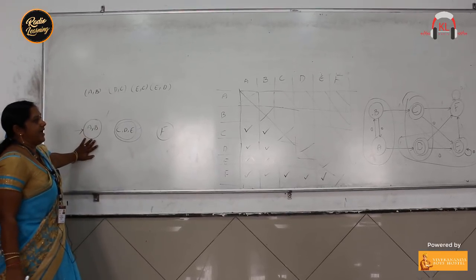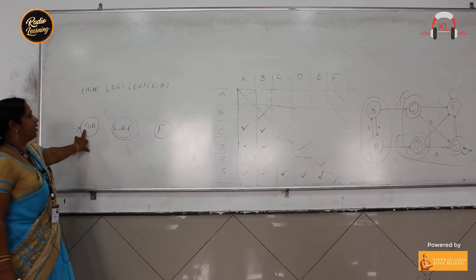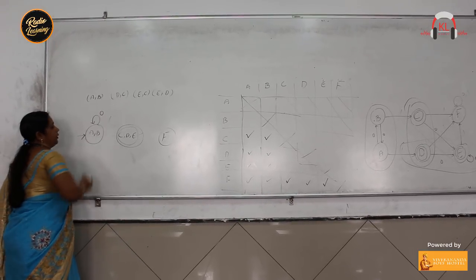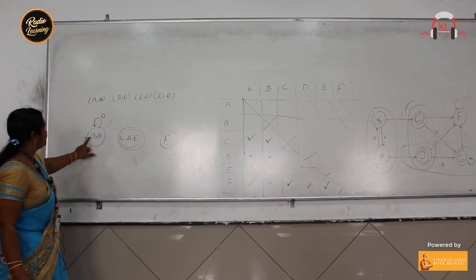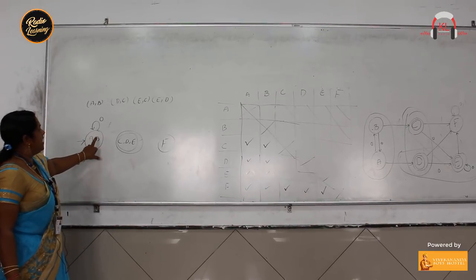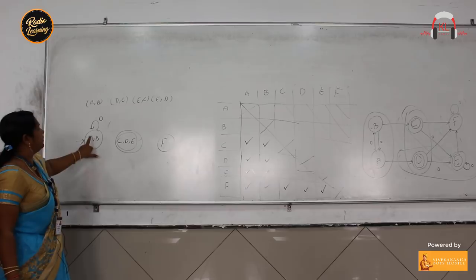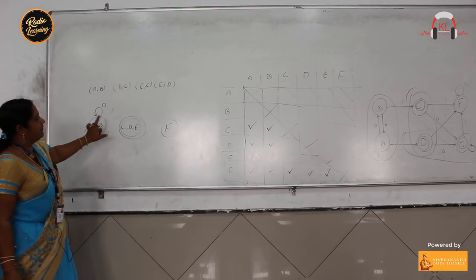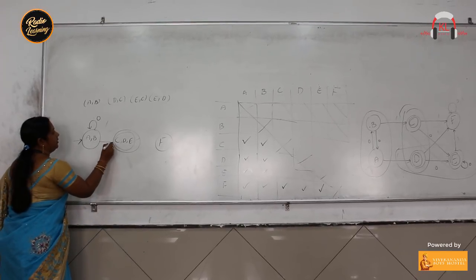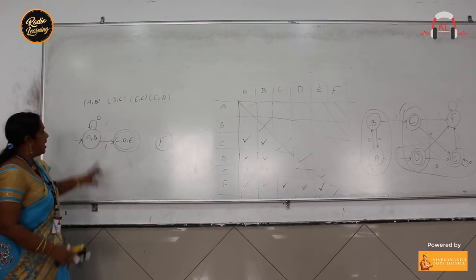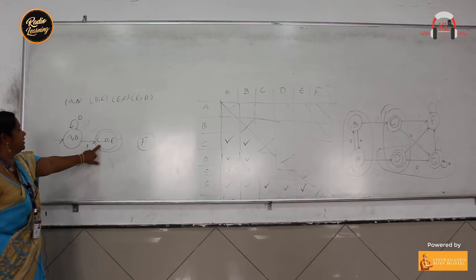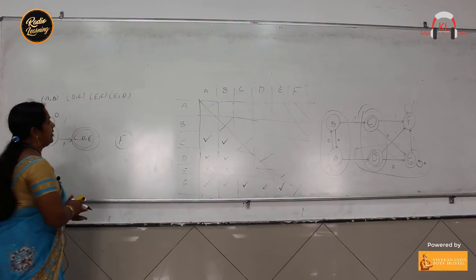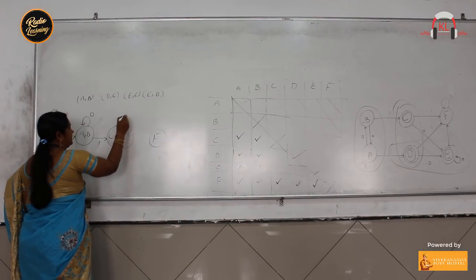Now see the original diagram. A after reading 0, where is it going? It is going to B. Now I'm designing: A after reading 0 goes to A. Next, B after reading 0 goes to A, right? Now A after reading 1, where is it going? It is going to D. B after reading 1 goes to C. So no problem here. Next, C after reading 0 goes to E. So I'm writing it like this, E.